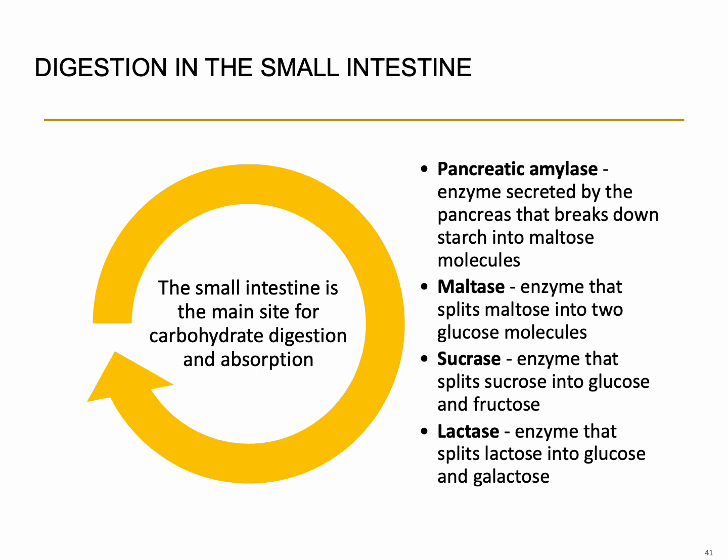The small intestine is where most of the digestion happens for carbohydrates. We have the pancreas releasing pancreatic amylase, which helps break down the starch into more maltose molecules. Maltase is the specific enzyme that breaks the maltose into two glucose molecules. And likewise, you have sucrase and lactase. You notice that these are variations on the words sucrose and lactose. So when you see the ASE, you're talking about a digestive enzyme.